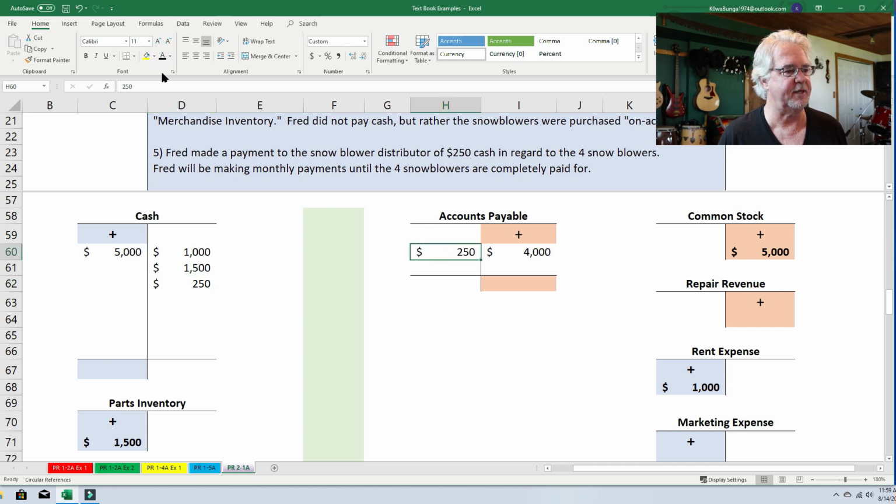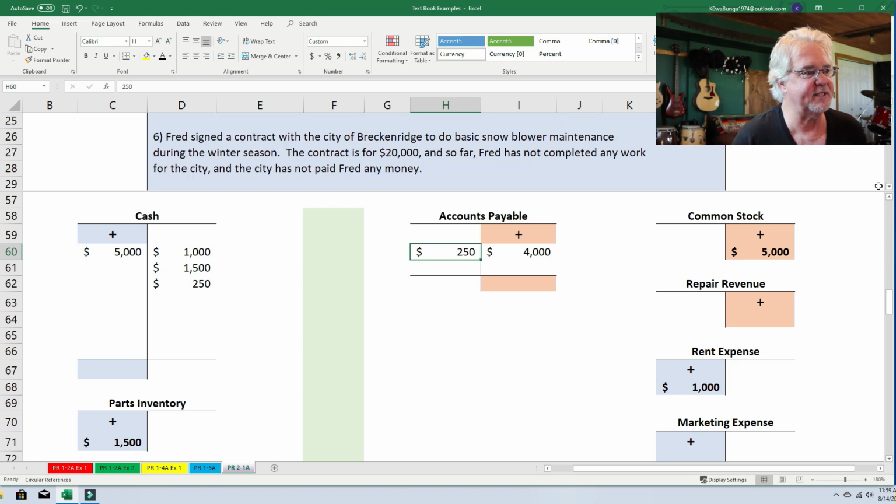There we go. Look at that. So here's a good way to interpret it. Fred bought $4,000 of snowblowers. He owes $4,000, and he just now paid off $250. So if someone were to ask you, what's the balance in accounts payable, it'd be real easy to figure out. Well, he borrowed $4,000 and he paid off $250, so he must still owe $3,750. And if that's what you were thinking, you would be right.